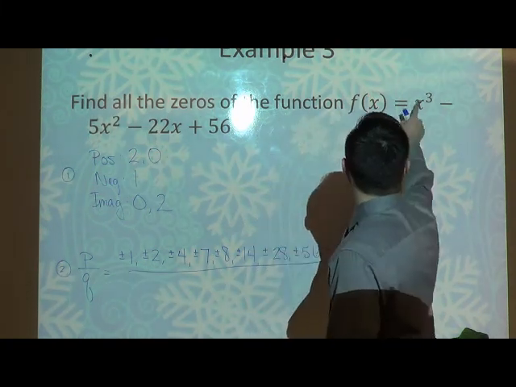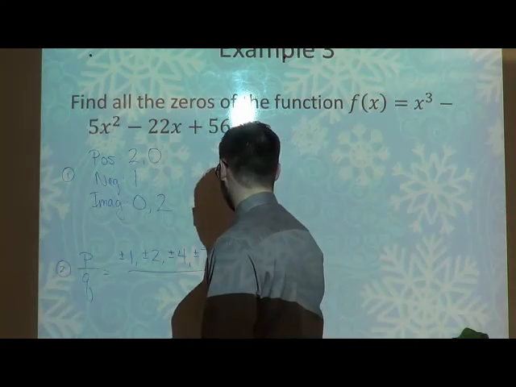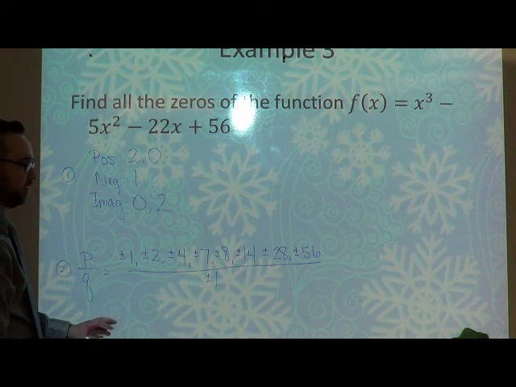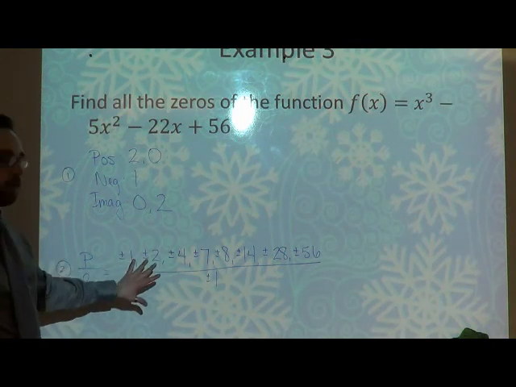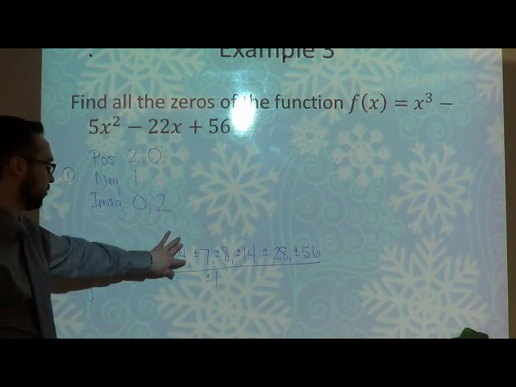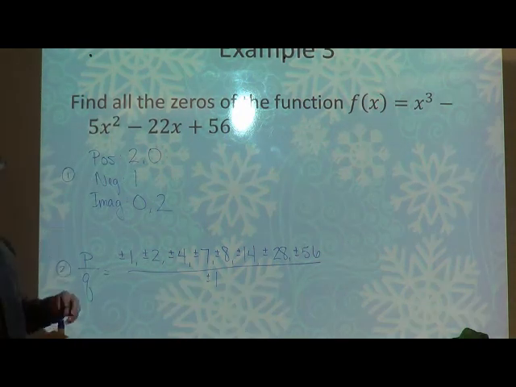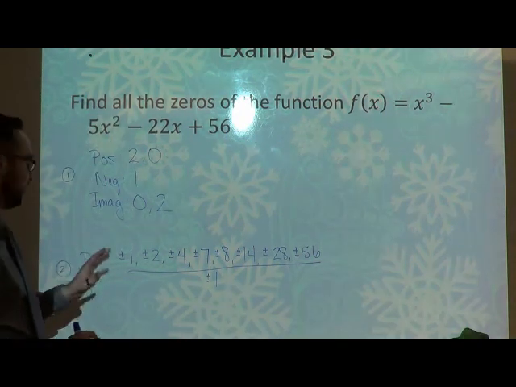All over plus or minus 1, so really there are no fractions this time, which is nice. We just have those numbers. So I'm not going to rewrite all of them. If it's over 1, you don't have to rewrite them. It's just plus or minus 1, 2, 4, 7, 8, 14, 28, 56, which is nice. Now this time, here's a different strategy for you.